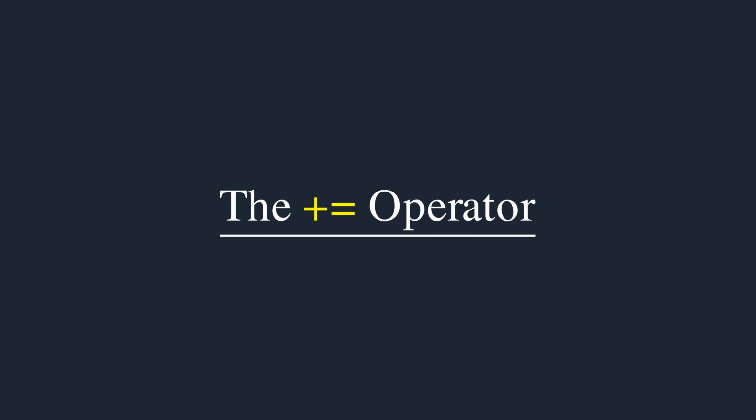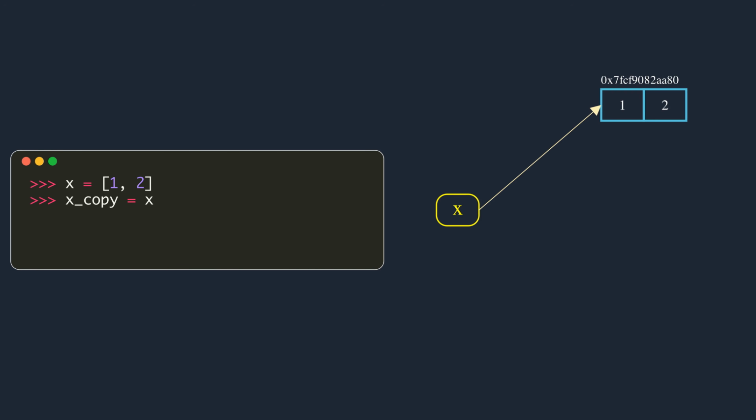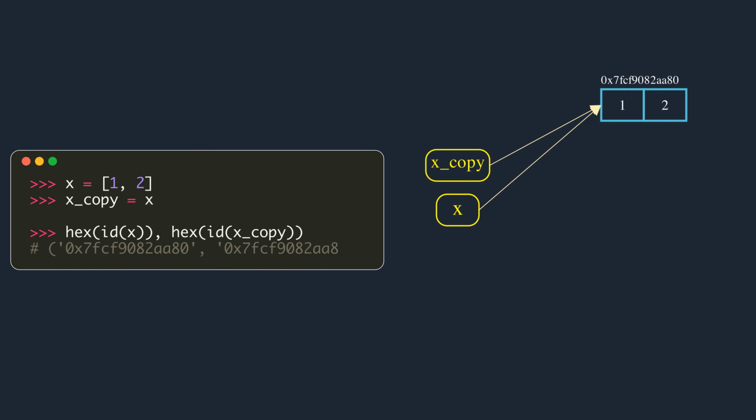Let's look into a special behavior of the += operator. The same applies for other augmented arithmetic assignment operators like -=, *=, etc. Here we have a 2-element list object. Both x and x_copy are references to this object. You can confirm this by checking the identity of both x and x_copy.